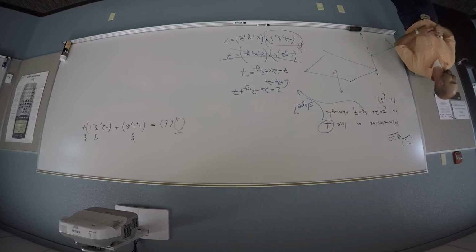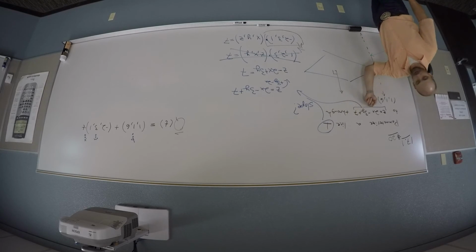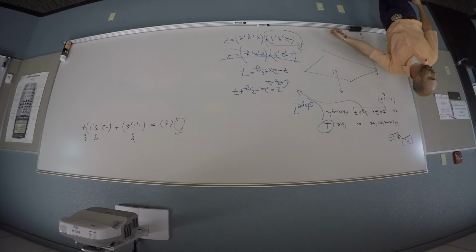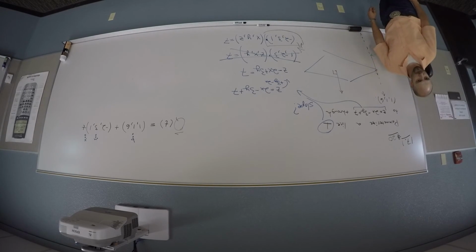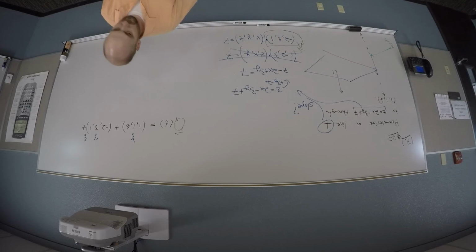So our normal vector becomes our slope. I wanted something that was perpendicular to this plane, so I took the normal vector of it. I know that's perpendicular, and then I'm just going to use that as my slope. Does that kind of follow? Cool.